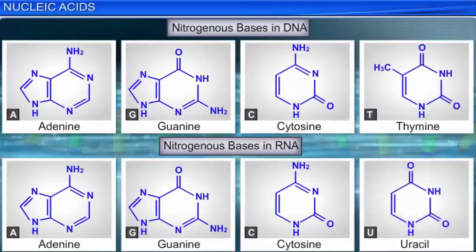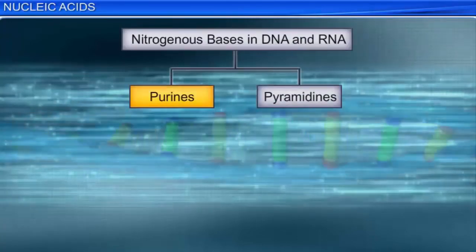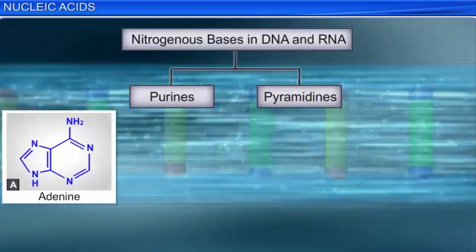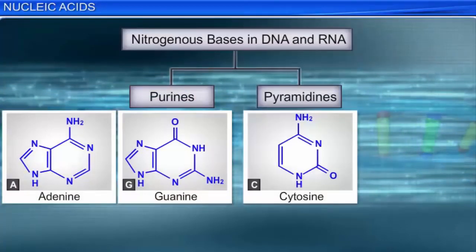Note the structural similarities between adenine and guanine and between cytosine, thymine, and uracil. On the basis of the structural similarities among the nitrogen bases, they are broadly categorized into purines and pyrimidines. Adenine and guanine are purines, while cytosine, thymine, and uracil are pyrimidines.